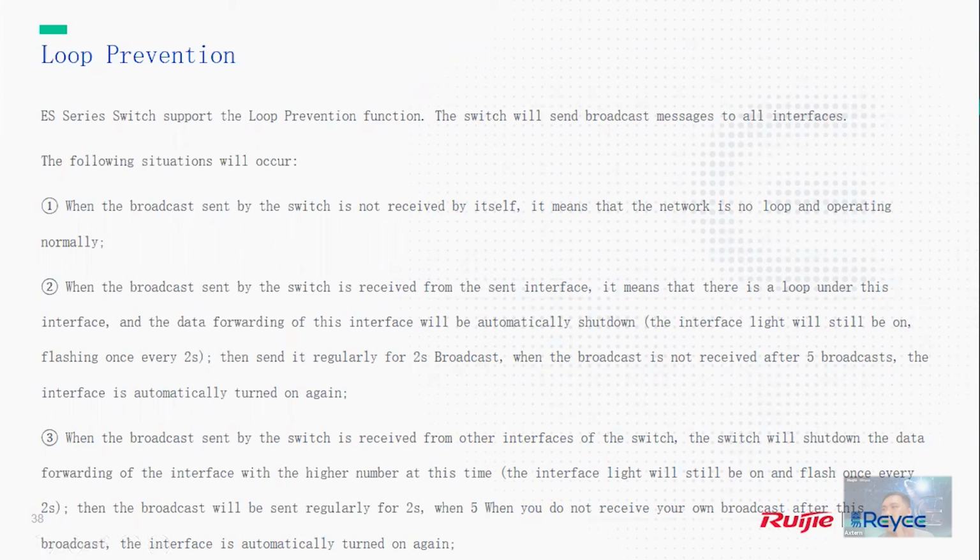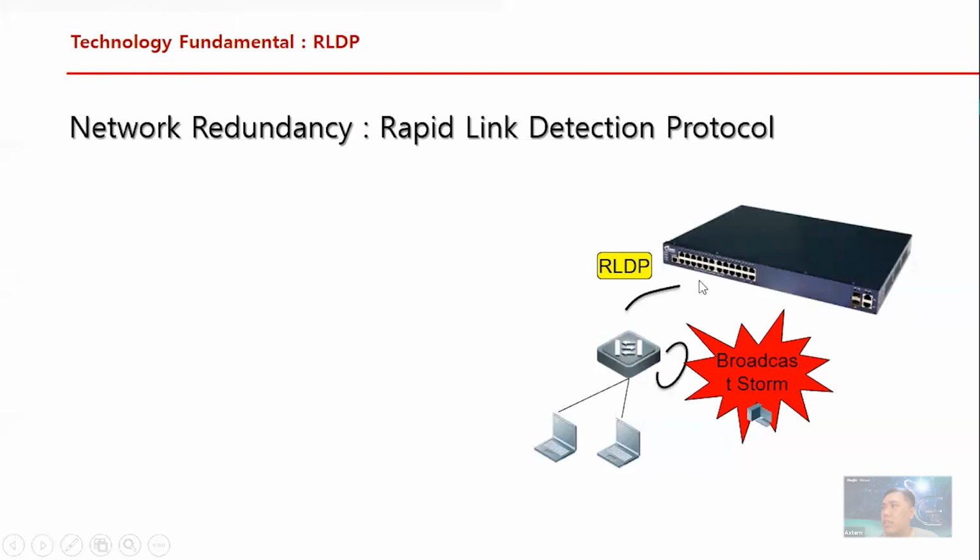This is the behavior of how loop prevention works between your switches, or when you connect to other switches and a loop happens. These switches will also be blocked. Even if you create the loop by yourself, it will also be detected and blocked.